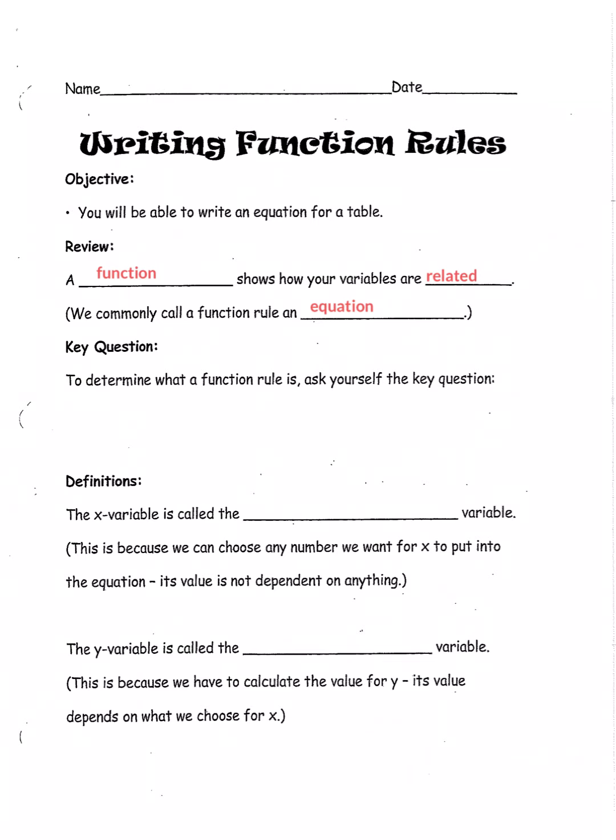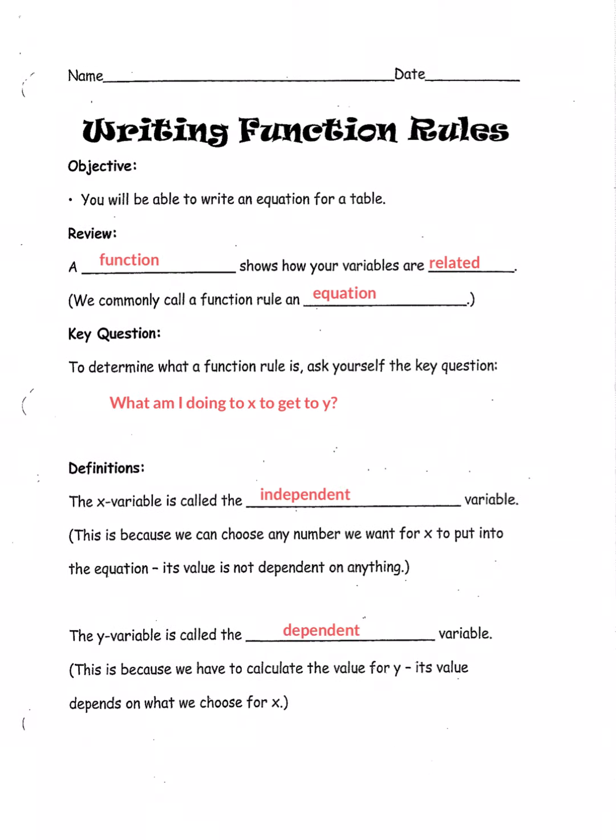So, key question. To determine what the function rule is, we are going to ask ourselves this key question: what am I doing to x to get to y? The x variable is called the independent variable. This is because we can choose any number we want for x to put into the equation. Its value is not dependent on anything.